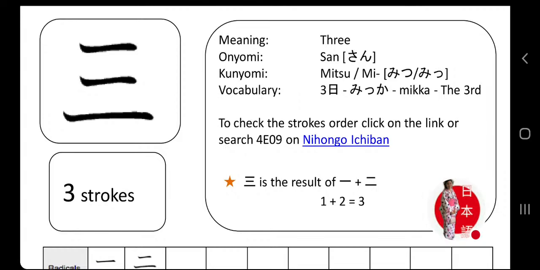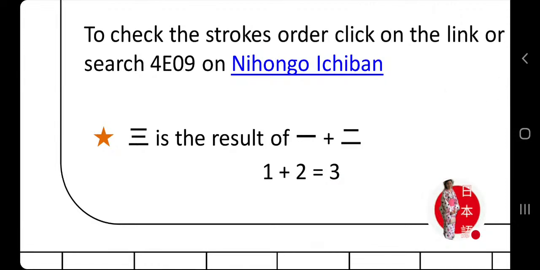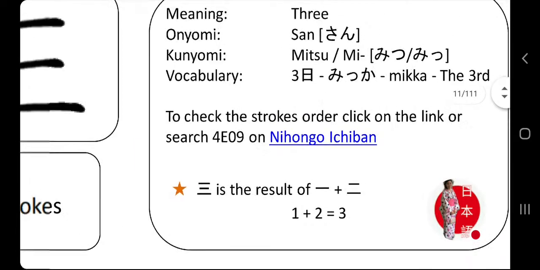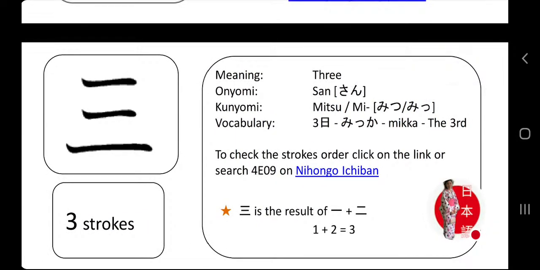If you can see, there is a star in here. This is the result of adding 1 and 2. So 1 plus 2, they will become 3. And again, the sample vocabulary that we have is mikka, the third, that is the third day in the calendar, mikka.